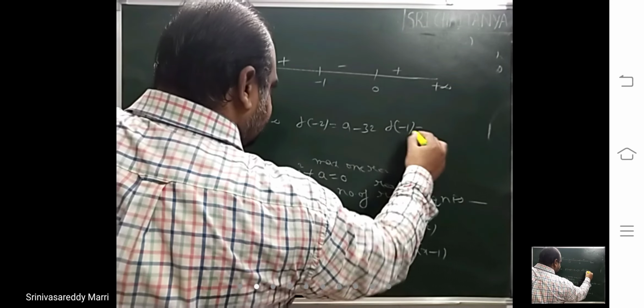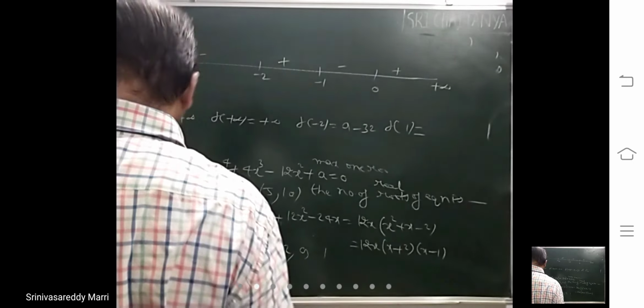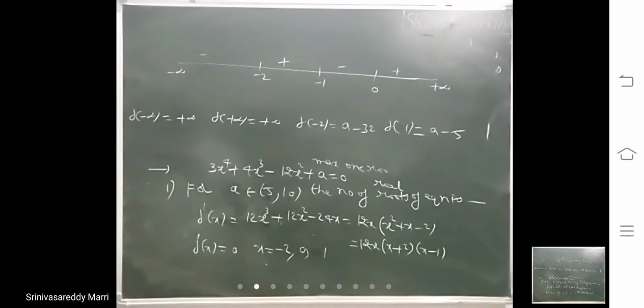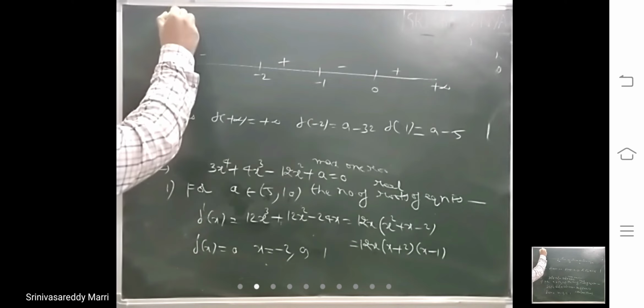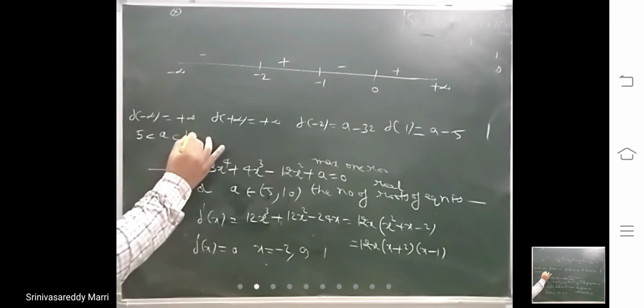f of 1 I will calculate, previously calculated. So f of 1 is a minus 5. Look at here. He has told that a belongs to (5, 10). Now look at f of minus infinity. How will f of minus 2 be? We have to trace out. Look at, 5 less than a less than 10.